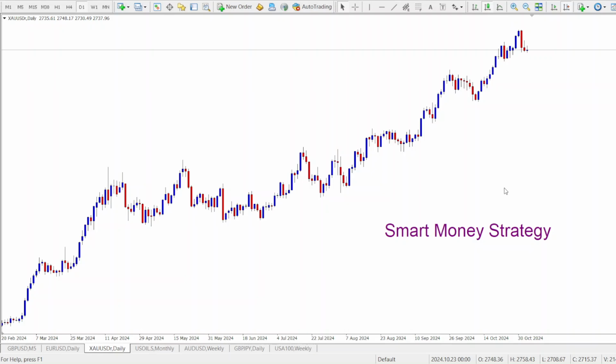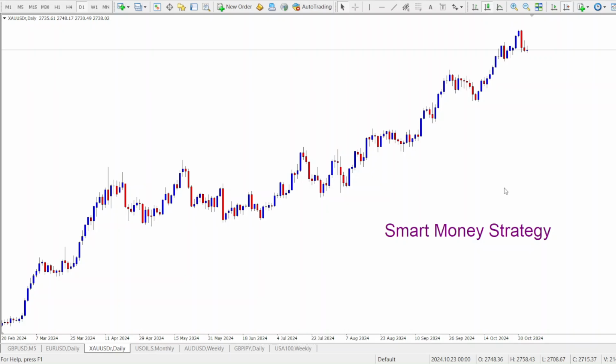Okay, but here's the key: smart money isn't random. These players have access to advanced data, research, and analysis that most traders can only dream of. Now, they tend to follow patterns that you can actually learn to spot. Once you know what to look for, you can start to trade alongside them. So instead of against them, you trade alongside the big players. All right. Now, that's where the smart money strategy comes in.